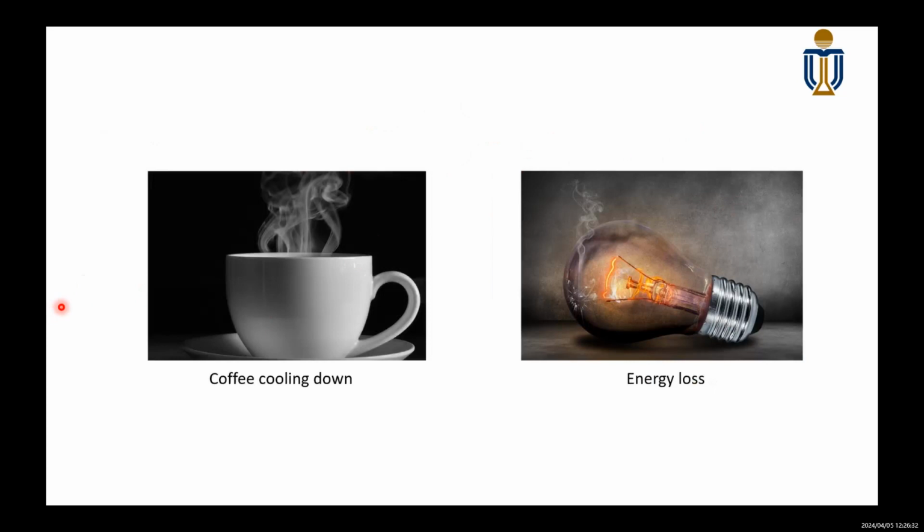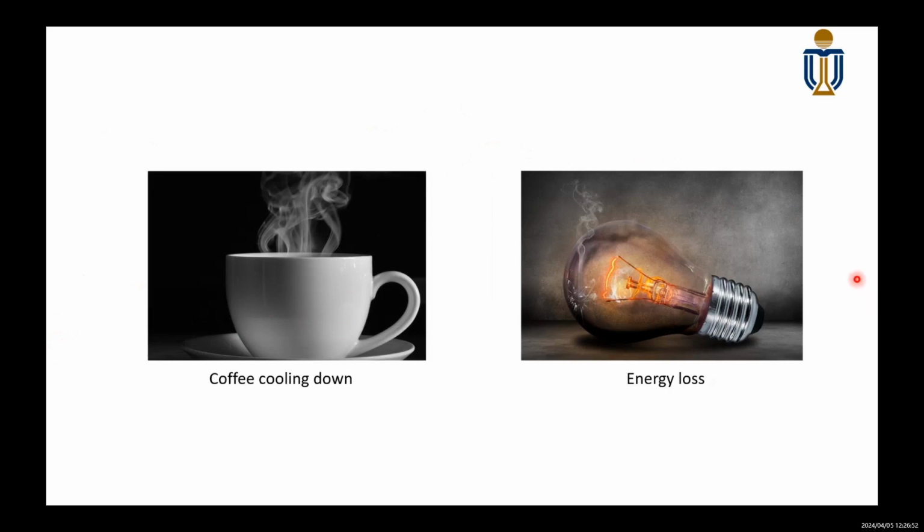Here are another two examples. You can see in this picture, when you place a hot cup of coffee on the table, the heat from the coffee will transfer to the surrounding air and the table, causing the coffee to cool down. This is an example of the second law of thermodynamics, as heat always flows from a hot object to a cool object until it reaches thermal equilibrium.